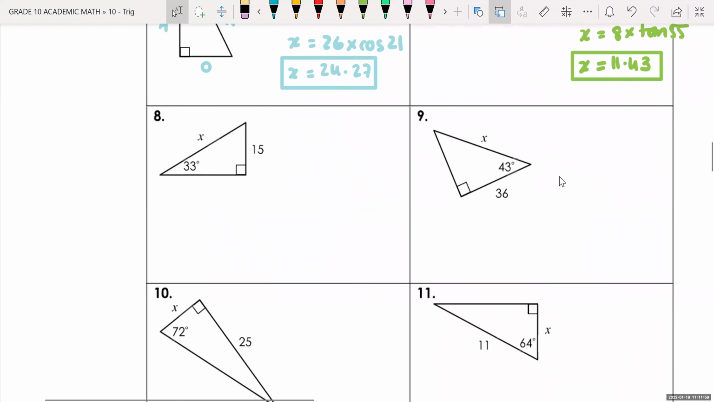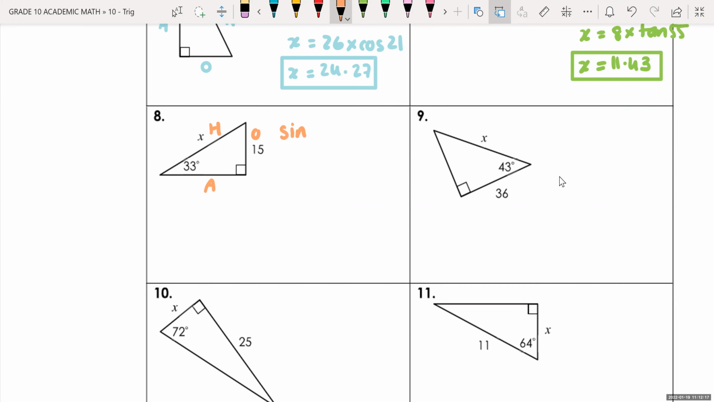Okay, for the next question, look at what happens. So we have 33 degrees. This is the hypotenuse. It's across from the right angle. This is opposite, and this is adjacent. The adjacent side length is not given. So what are we going to use? Sine, cos, or tan? Good. So we're going to use sine.